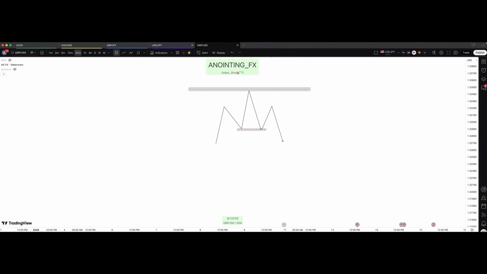Let me write it beside it. Left shoulder, and then we have right shoulder. You may have entered a trade right from the head. This is the head, and this is the left shoulder, and this is the right shoulder. So over here you have two entry points. So you have the head and then the shoulder.